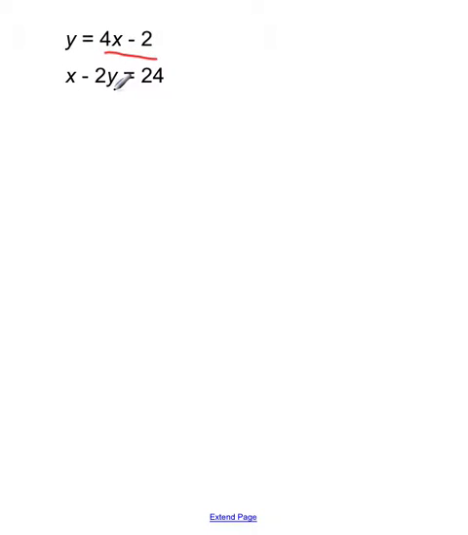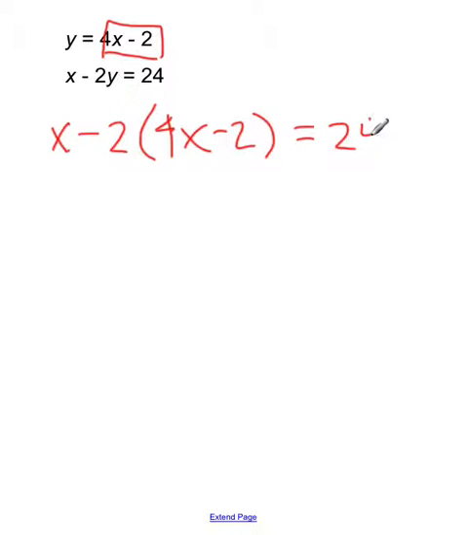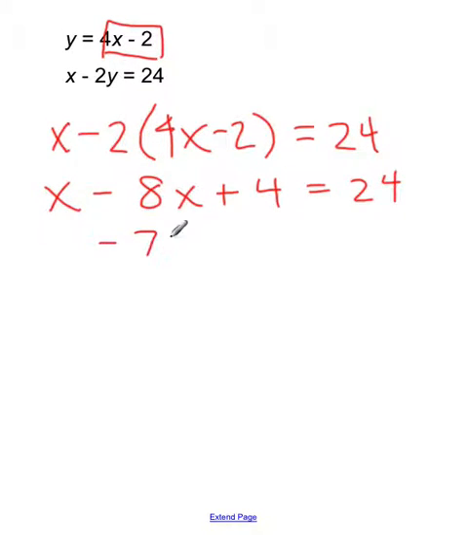If y equals 4x minus 2, then I can take this unit right here because it's equal to y, and I can substitute it in for the y in the second equation. So I'm going to do that. x minus 2 times, but instead of y now I'm going to write (4x minus 2) equals 24. Now I'm going to distribute: x minus 8x plus 4 equals 24. I get negative 7x equals 20.